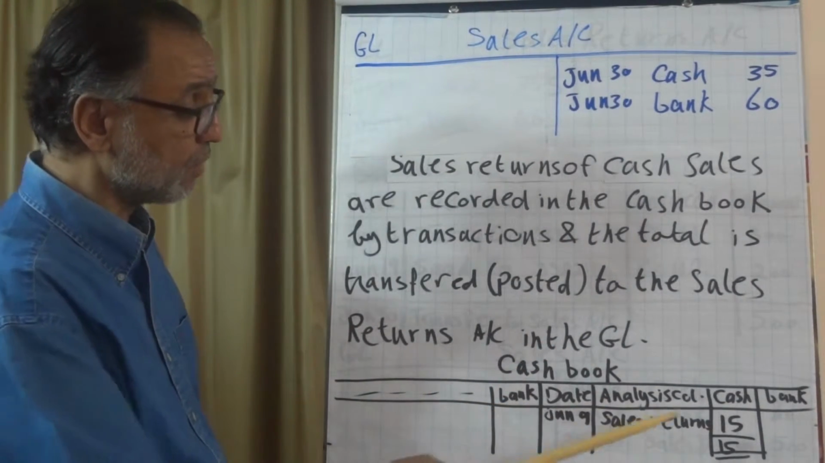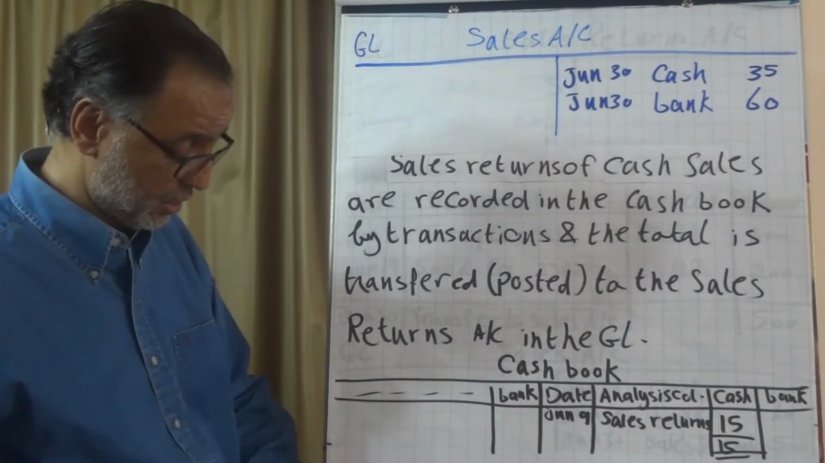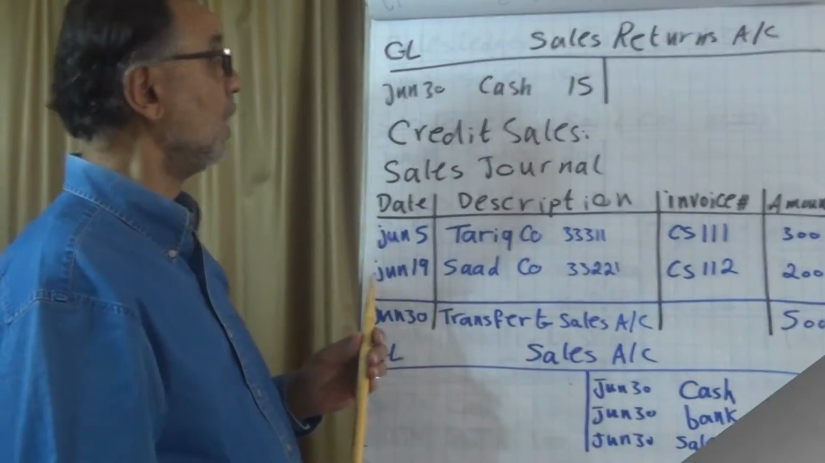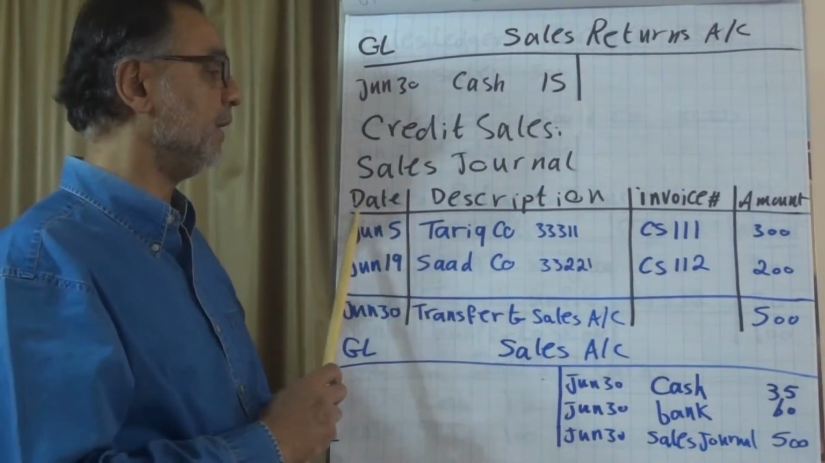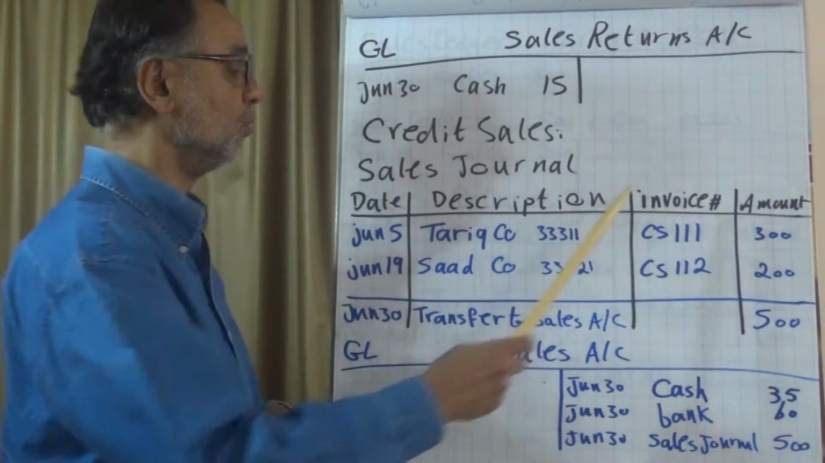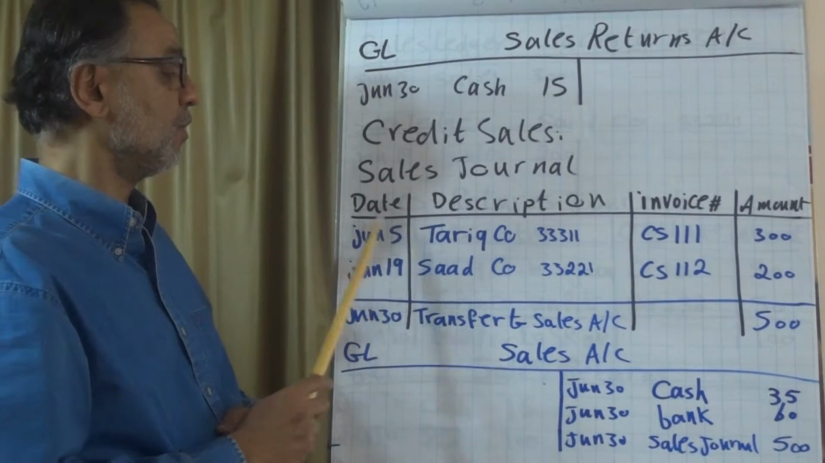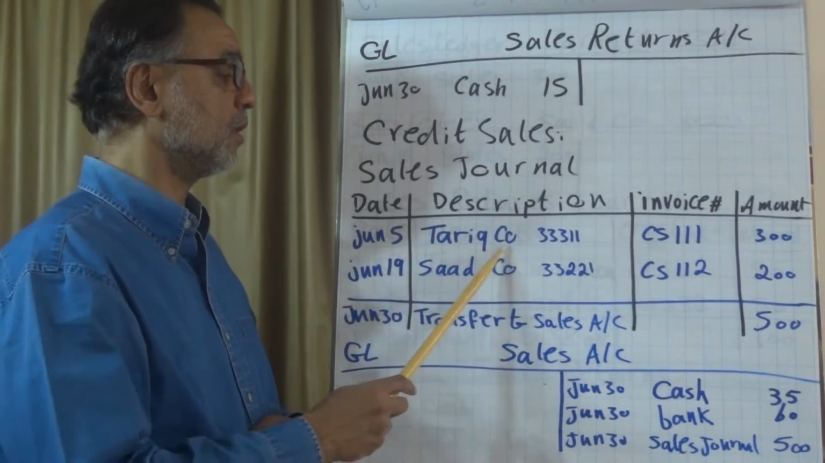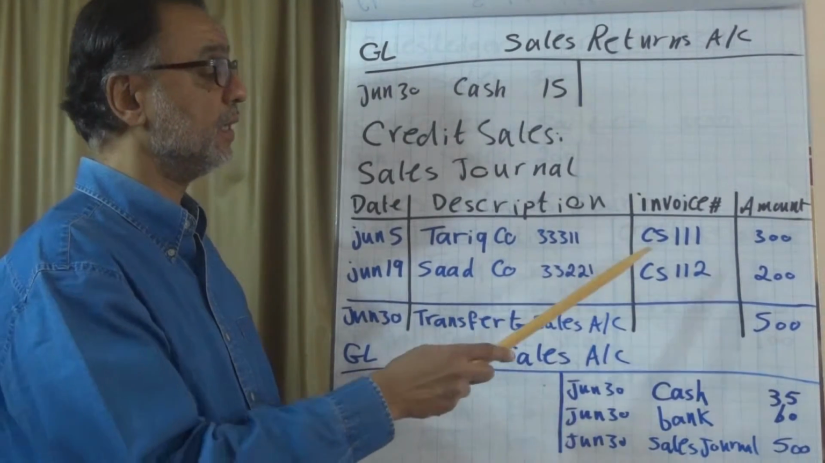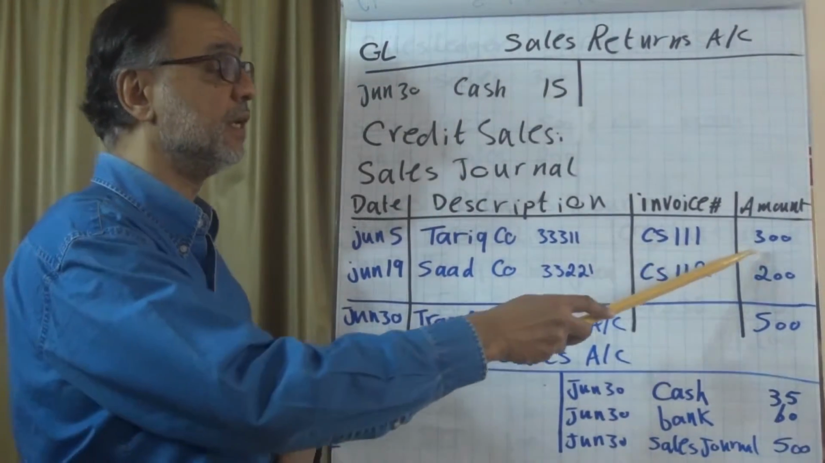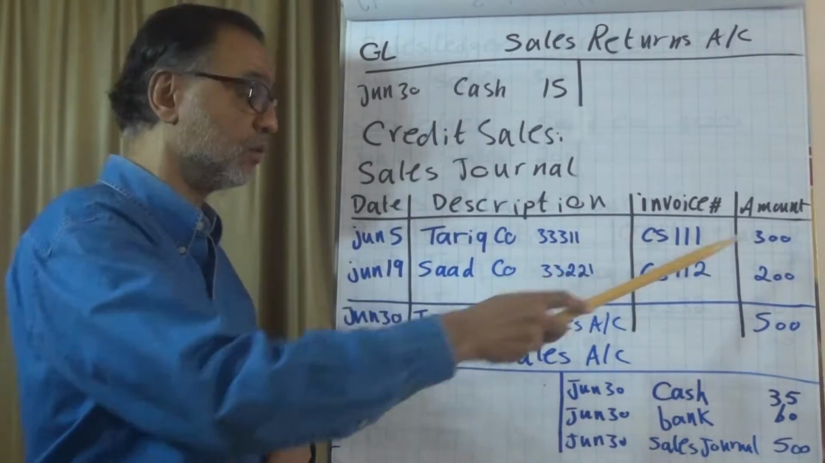Look at this example, we have a sales return of $15 in cash and credit sales. Let's see the sales journal. We have here date, description, invoice number, and amount. On June 5th, the business sold to Tariq Company, whose account number is 33311 and the invoice is CS111 and the amount sold is $300.